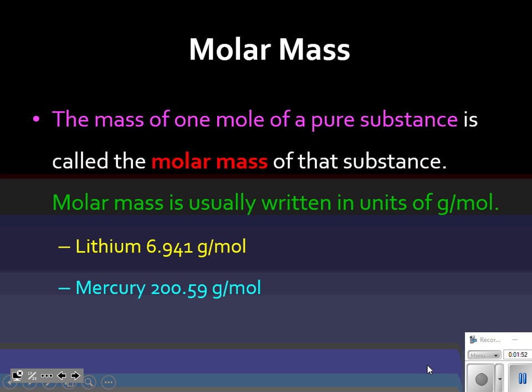Mercury. Find mercury, element number 80, Hg. Mercury has a molar mass of 200.59 grams per mole.